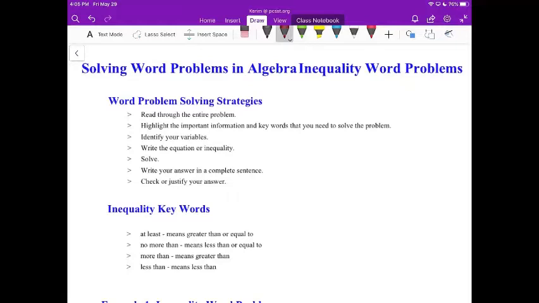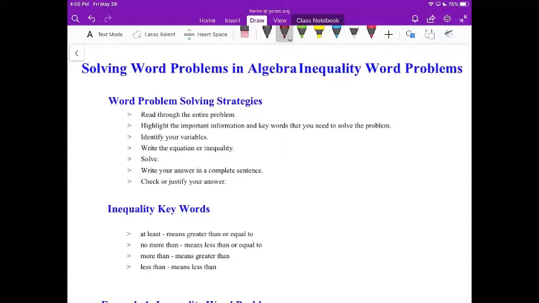If the variables are already provided, use those variables. Don't make up any variable. If the variable is not provided, then you may make up a variable to use, because you don't want to write the sentence or the words again and again. Variables make your life easier. That's why we're using variables in algebra. And then write the equation or inequalities. After you write the inequality, you're going to solve that one.